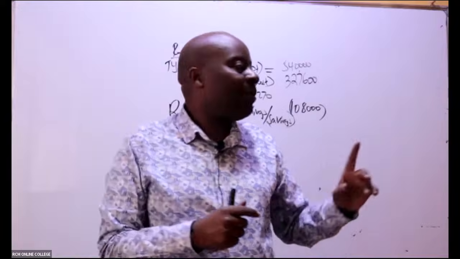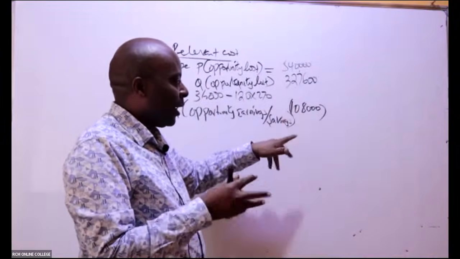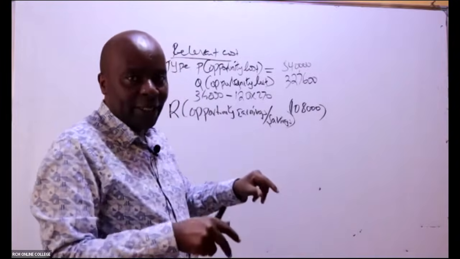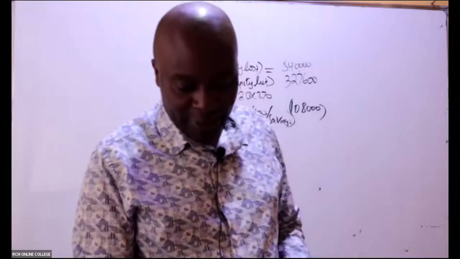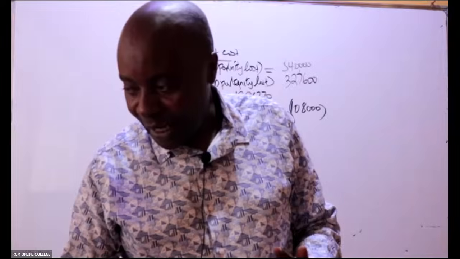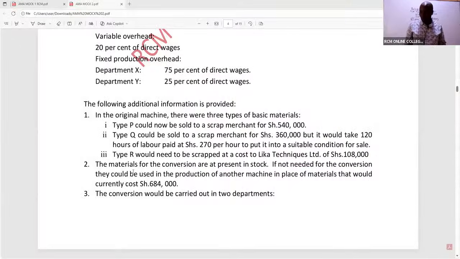Because here I'm dealing with relevant costs, whenever I get an opportunity of an income, then I should be able to put it in brackets like that. In brackets. That will be sinking in as we progress. You see, there is an opportunity cost and an opportunity saving or opportunity earning.